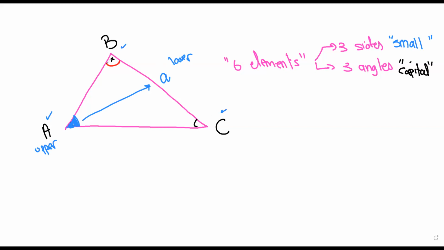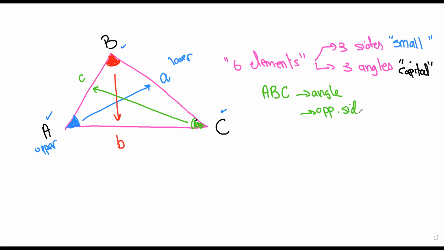For example, this is angle capital B. The side opposite to it is small b. As we agreed, any angle and the side opposite it take the same letter, one capital and one small. And the last angle is capital C, so the side opposite to it is small c. So if the angles are capital A, capital B, capital C, the opposite sides will be small a, small b, and small c.